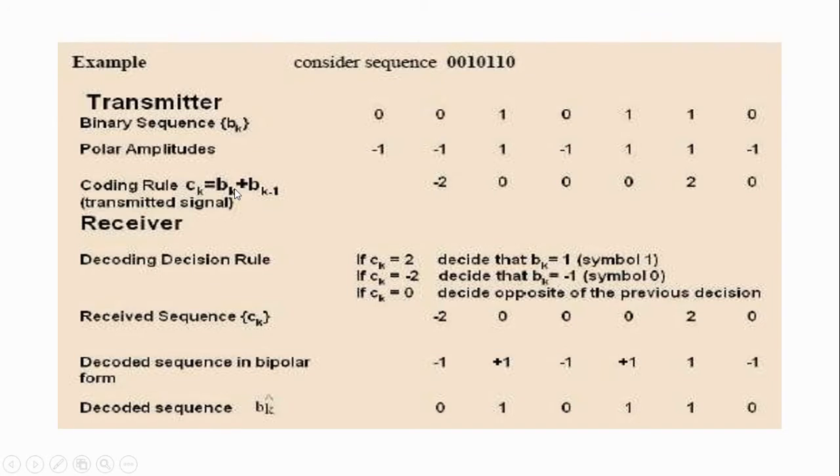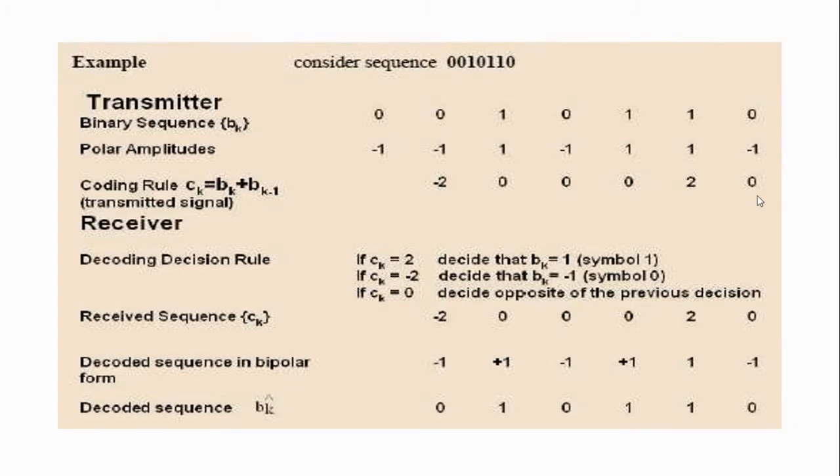In correlative coding, we add correlation between the input samples. How is the correlation added? Vk is added with the previous value. The previous value is added with the next value. So -1 and -1 gives -2. -1 and +1 gives 0. +1 and -1 gives 0. -1 and +1 gives 0. +1 and +1 gives 2. +1 and -1 gives 0. This is the encoder's transmitted signal.